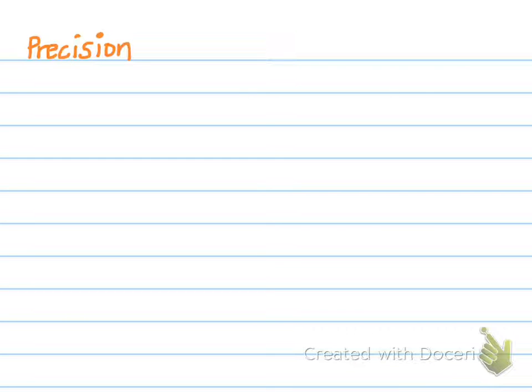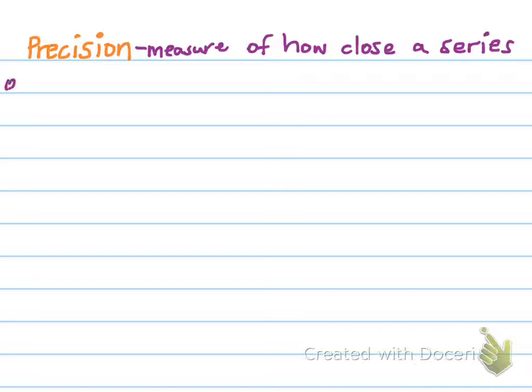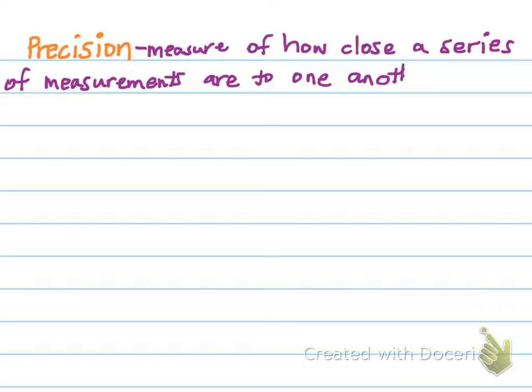Again, accuracy is not the same thing as precision. Precision is a measure of how close a series of measurements are to one another, irrespective of the actual value.